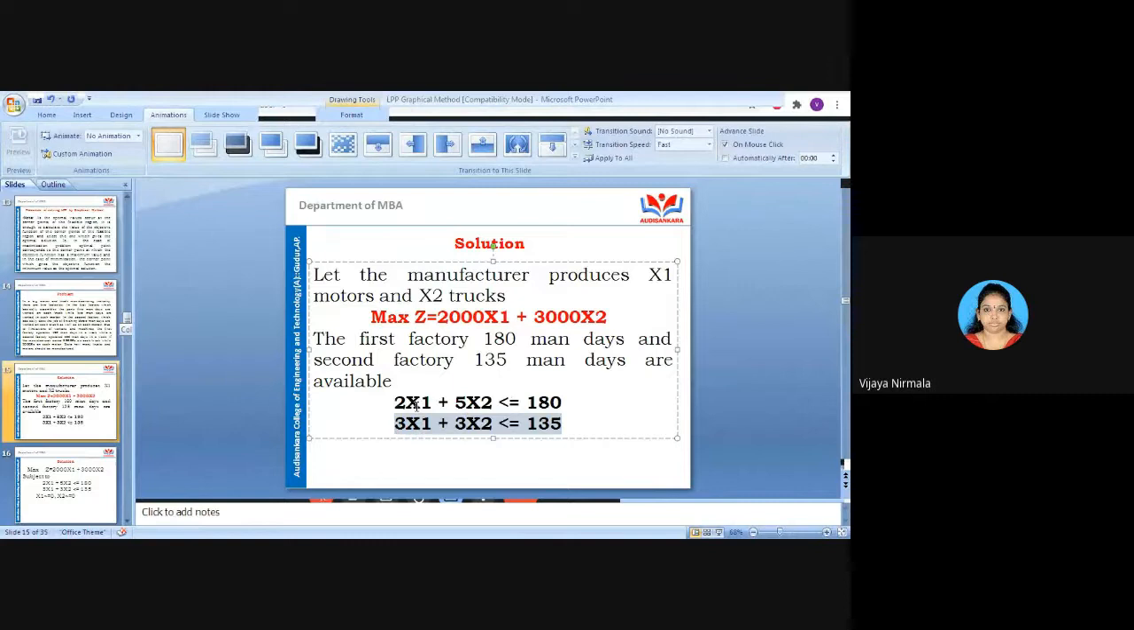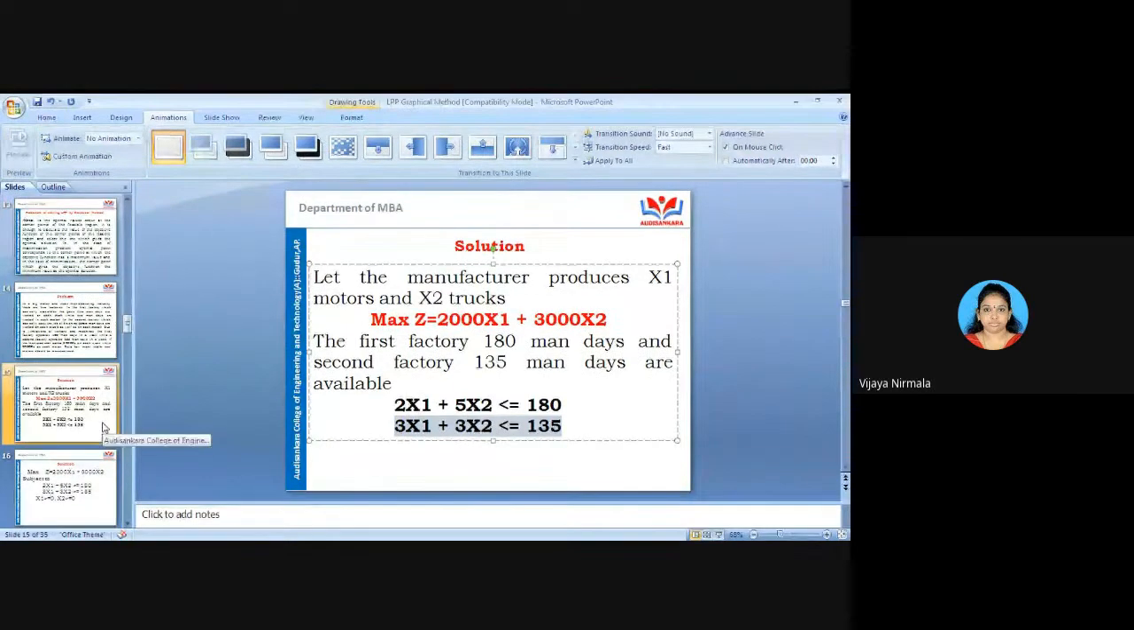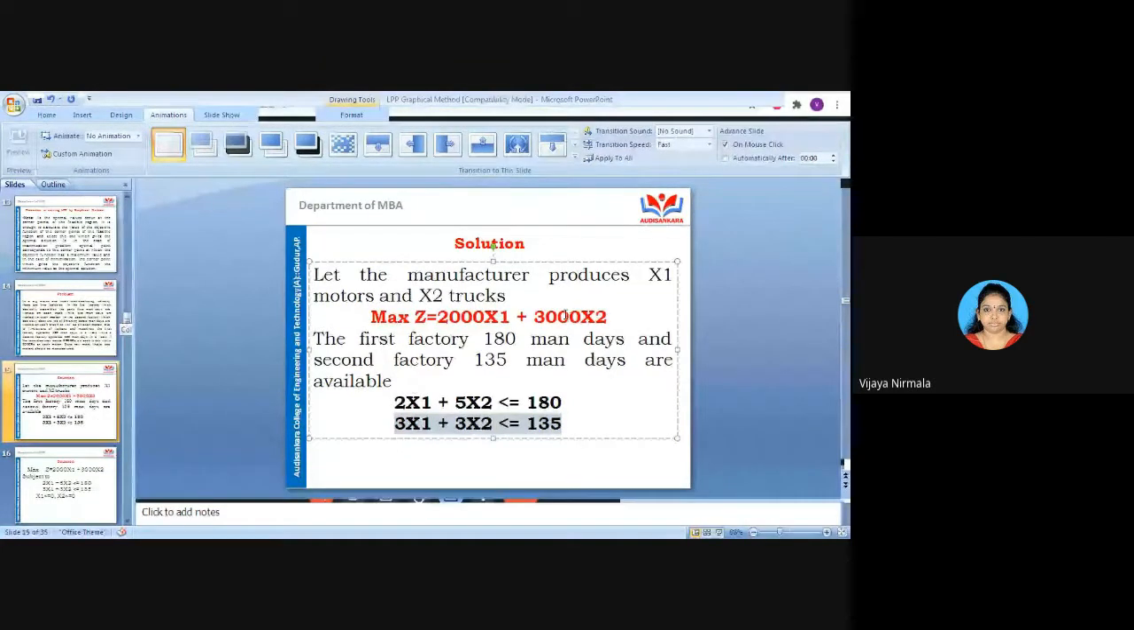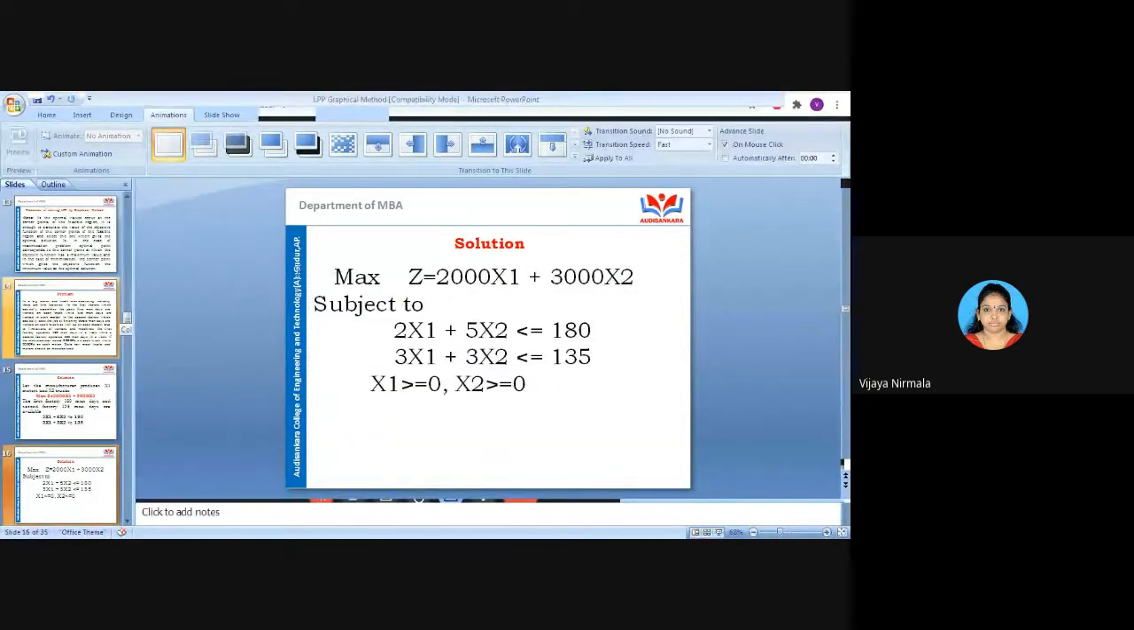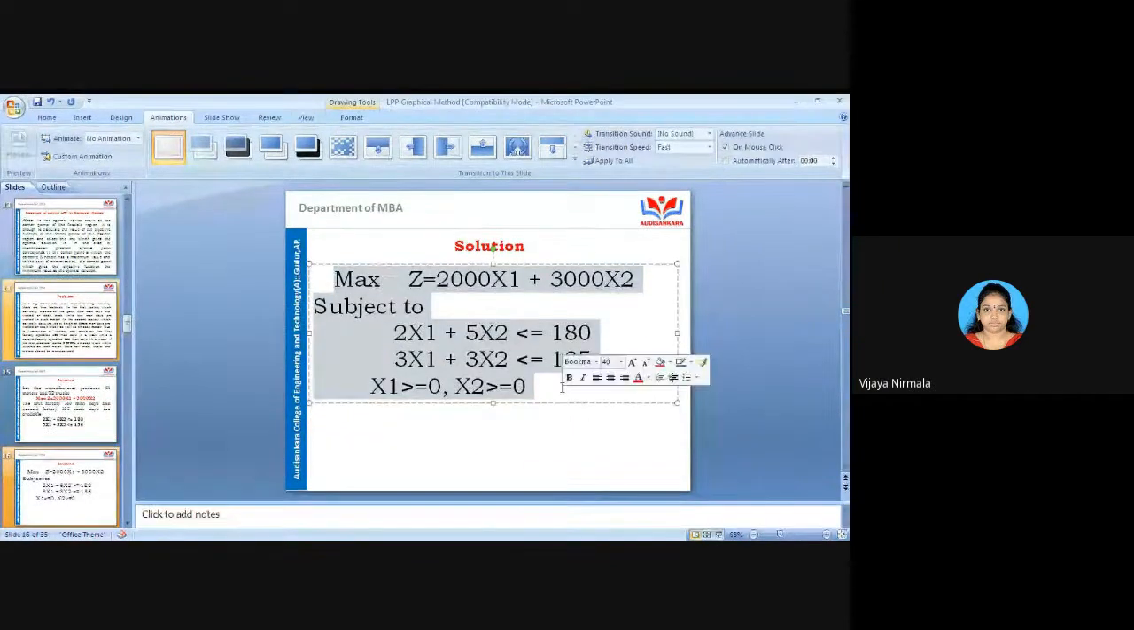Did you understand the constraints that we have here up to this point? And next, what you have to write is the non-negativity constraints. x1, x2 must always be greater than or equal to 0. So this is how the formulation has been made.